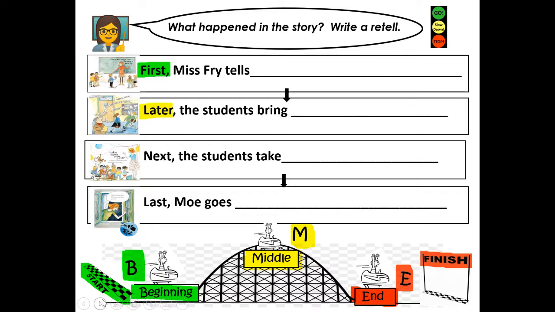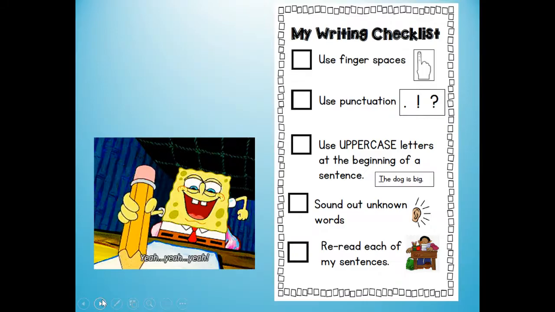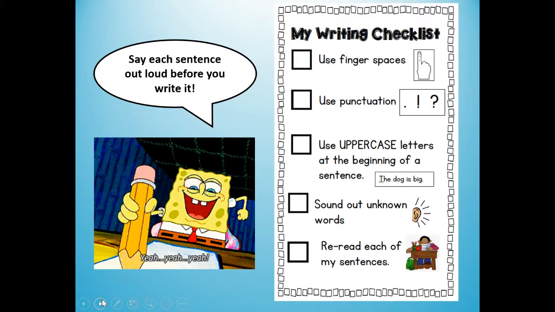Slow down and say what happened in the middle or later in the story. And then still in the middle, next. And then finally, at the end of the story, you're going to tell me what happened last. But before we start writing, I just want to remind you, when you write each sentence, say each sentence out loud before you write it.